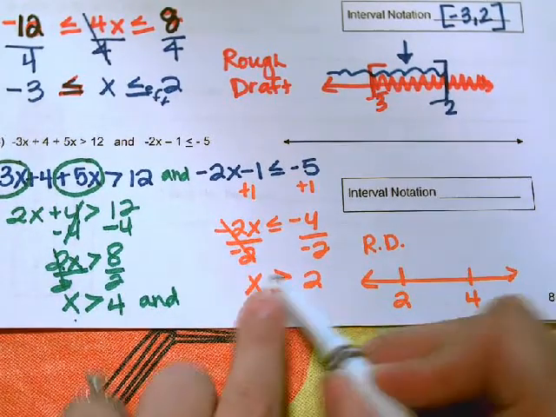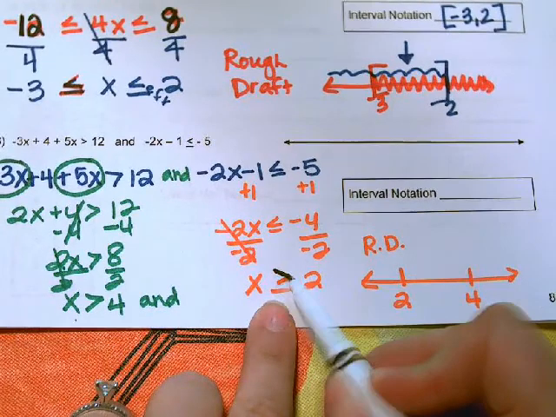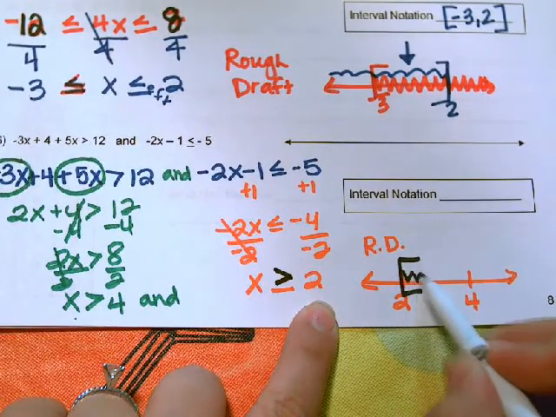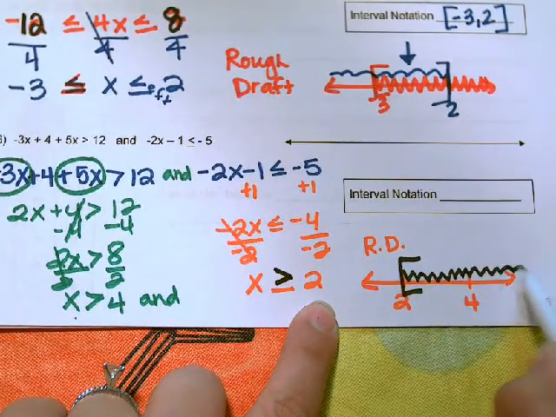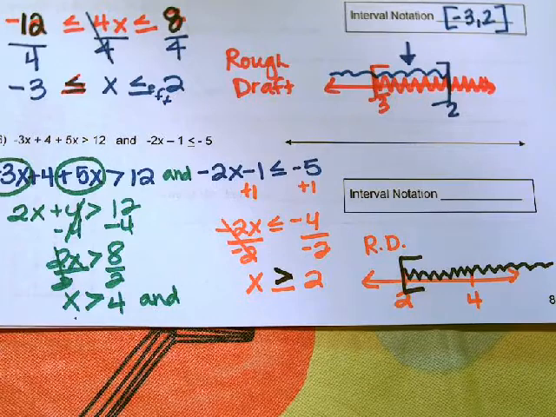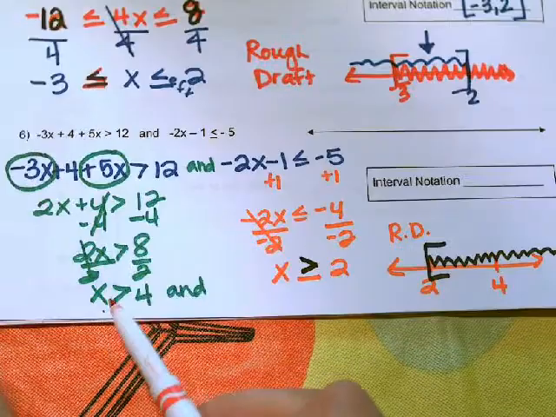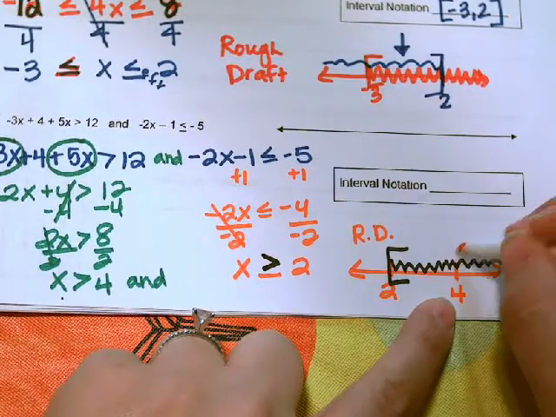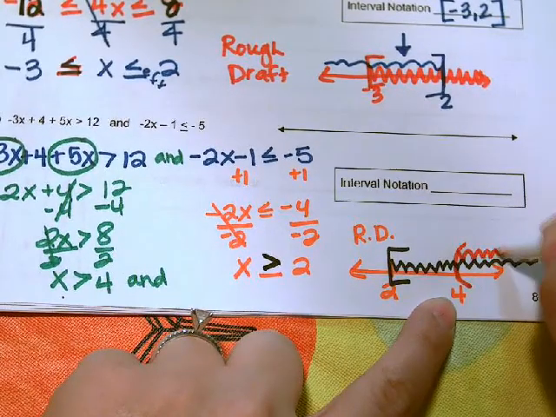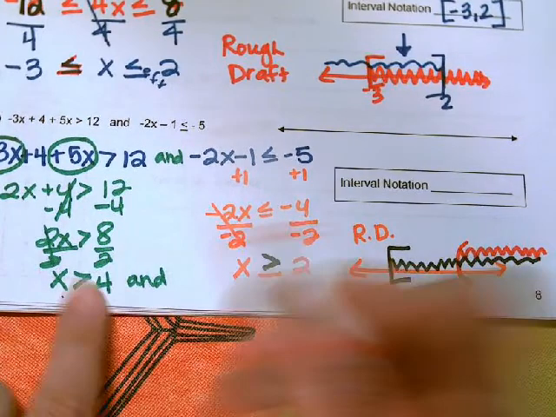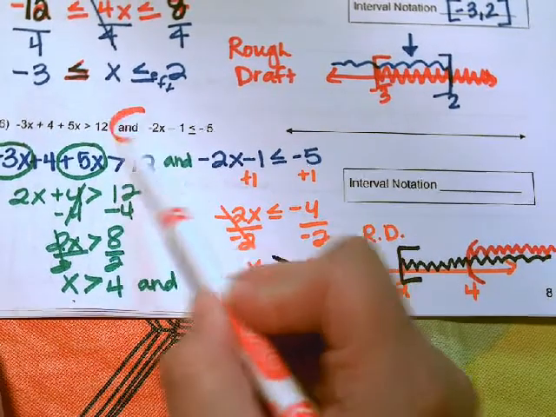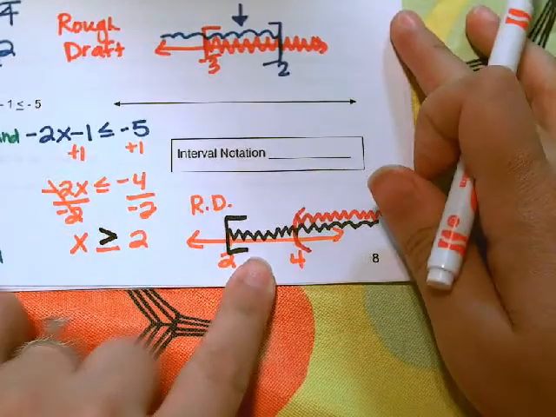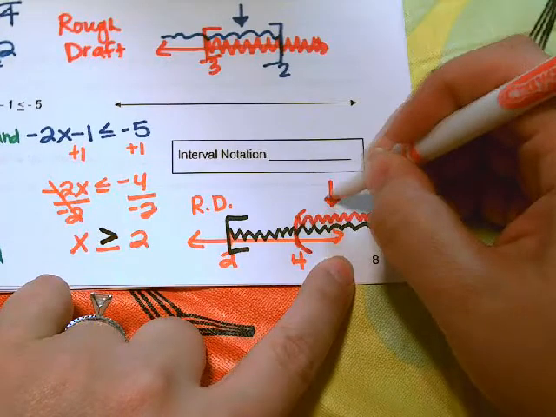Okay, so this says shade all the numbers that are bigger than or equal to 2. So that would be all of these numbers here. Okay, then here it says shade all the numbers that are bigger than 4. We're going to use a parenthesis. Then we go back to the original problem and it has the word "and." So that means we're looking for where the shading occurs for both. And that would be right here.